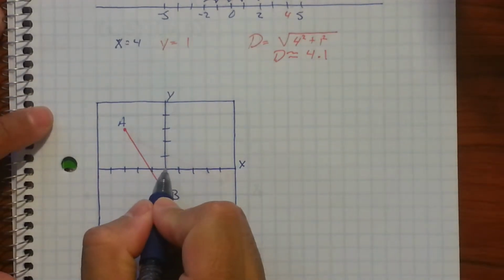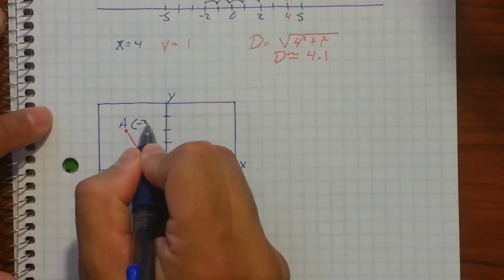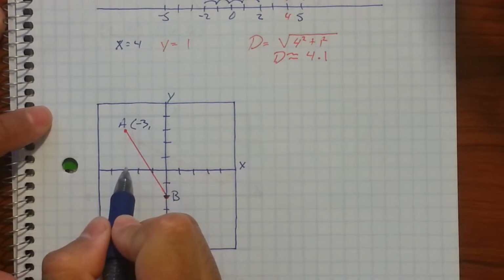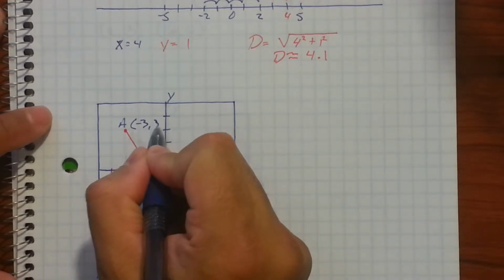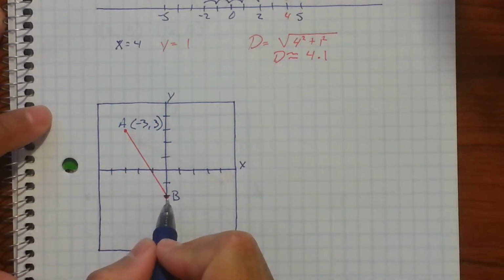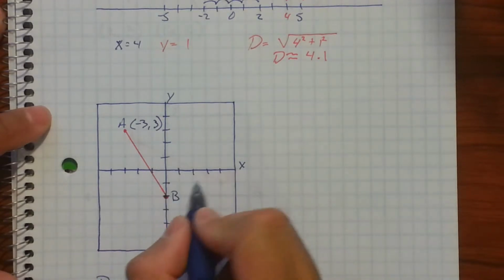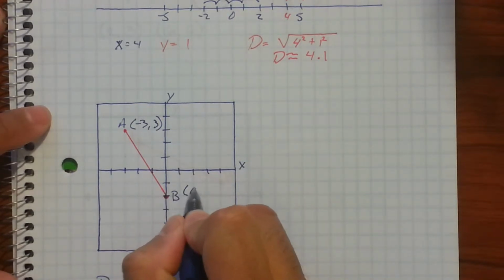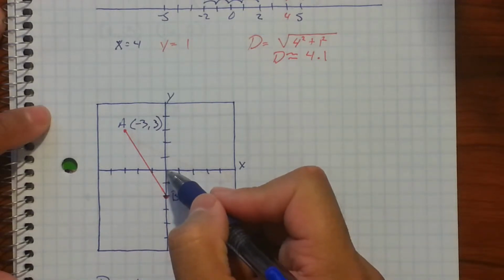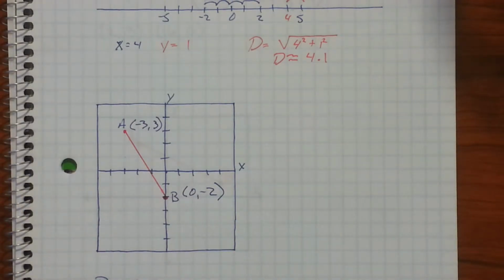So for the x value, it goes over 1, 2, 3. That's going to be negative 3. The y value is up 1, 2, 3. So that point is going to be negative 3, 3. For point b, the x value doesn't move left or right at all, so my x value is going to be 0. And the y value is down 1, 2, so it's negative 2. So I have those coordinates there. Since I have those coordinates, I can now do it just like I did with my previous problem.